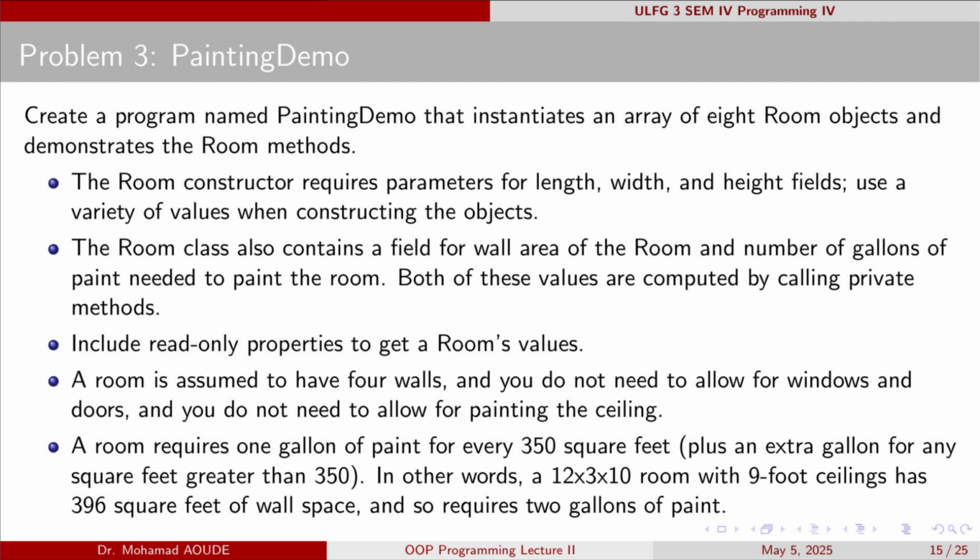Read-only properties are required to access the room's dimensions, area, and gallons, ensuring that external code can get these values but cannot change the calculated area or gallons directly. The problem also specifies the calculation rules. A room has 4 walls, no windows, doors, or ceiling are painted, and 1 gallon of paint covers 350 square feet, with an extra gallon for any remaining area.